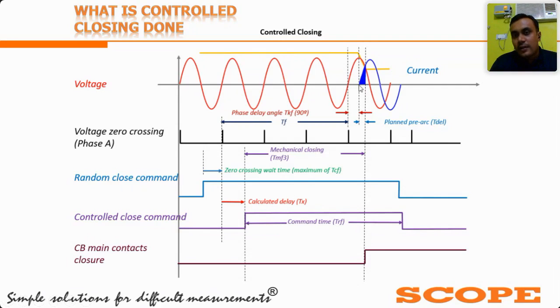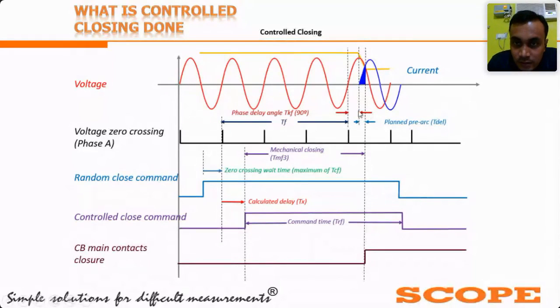As we know, in closing condition, the breaker will first become electrically closed. Then only it becomes mechanically closed. I mean to say, its arcing contact becomes closed first, and then after that its main contact.